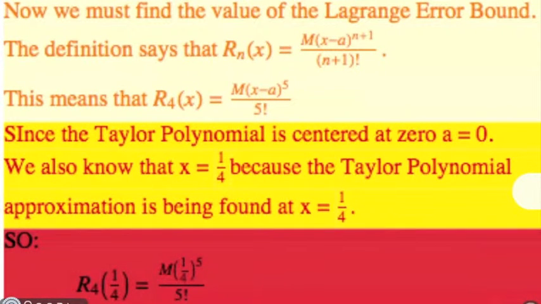Another reason Lagrange is easy to use is that you already know the value of n because it is the subscript of R, and x is the value given to you to approximate. By looking at the Taylor polynomial, you can easily find the value of a. All of these numbers can be immediately substituted into the error bound, and the only number that you need to find is M.